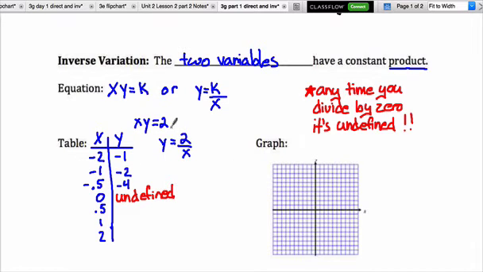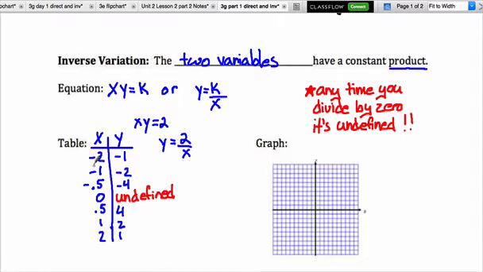If you were to type this into your calculator, 2 divided by 0, it's going to say error. It won't say undefined, so you have to know that the reason it's saying undefined is because you're trying to divide by 0. All right, 2 divided by 0.5 is 4. 2 divided by 1 is 2, and 2 divided by 2 is 1.